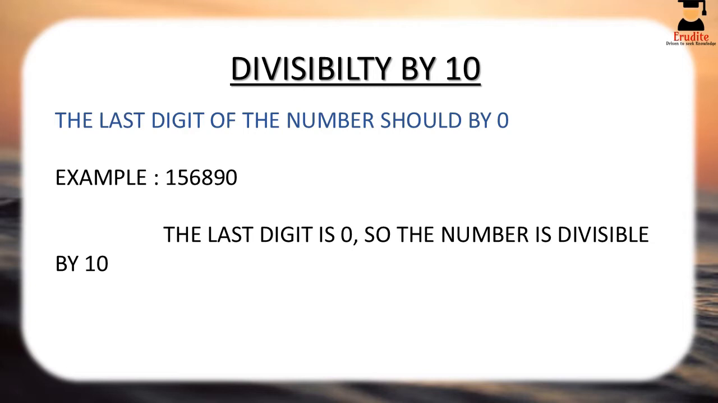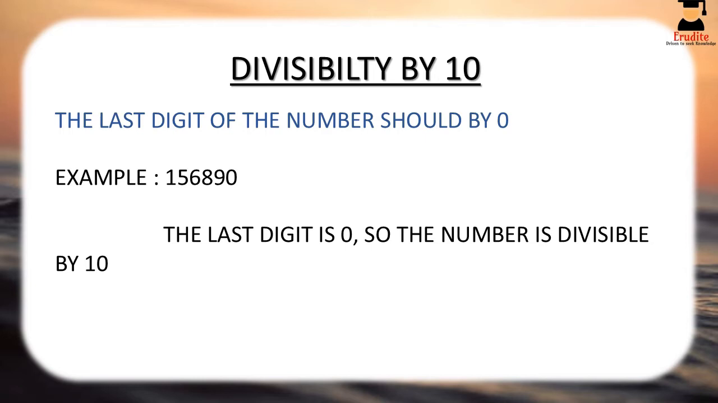For divisibility by 4, you need to check if the last 2 digits of the number are divisible by 4. For divisibility by 8, you need to check if the last 3 digits of the number are divisible by 8. For divisibility by 5, you need to check if the units place digit is 5 or 0. If it is either 5 or 0, then the number is divisible by 5. For divisibility by 10, you need to check if the last digit is 0. If it is 0, then the number is obviously divisible by 10.